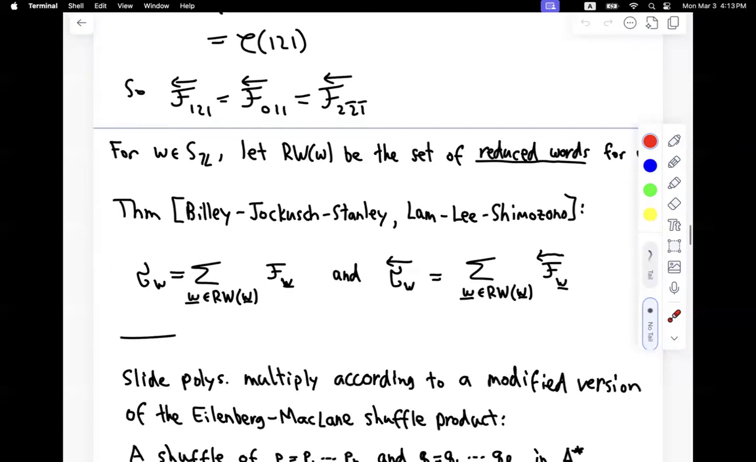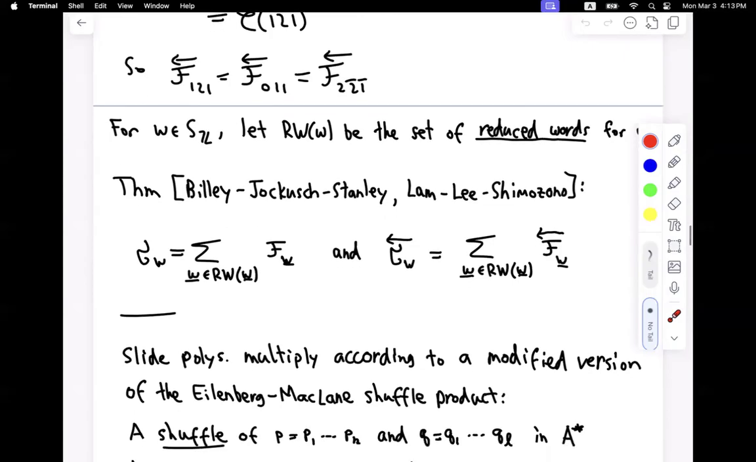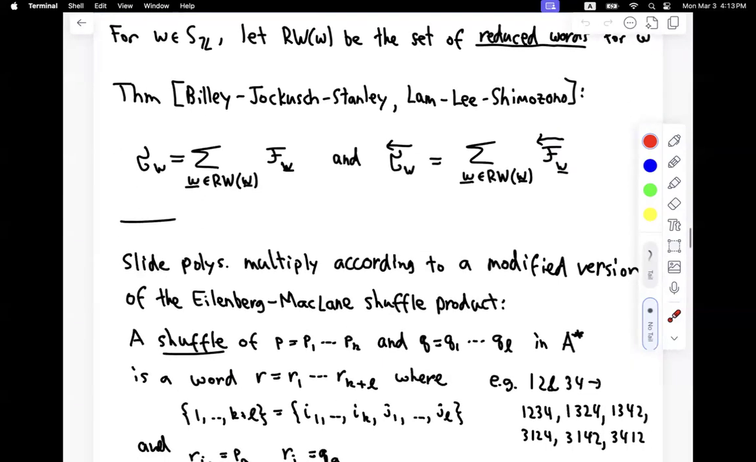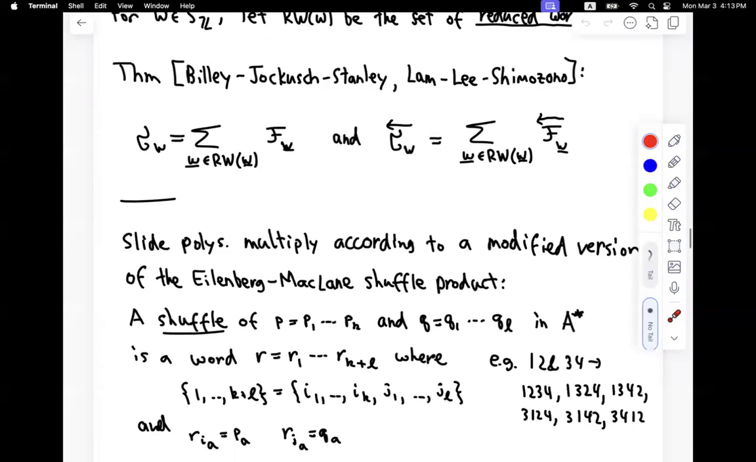Okay, and so we want to multiply Schuberts, and so it makes sense to try to multiply slides. And luckily, the slide multiplication is far, far easier than Schubert multiplication. So the slide polynomials multiply according to a modified version of the Eilenberg-MacLane shuffle product. So the shuffle product is a little hard to explain.